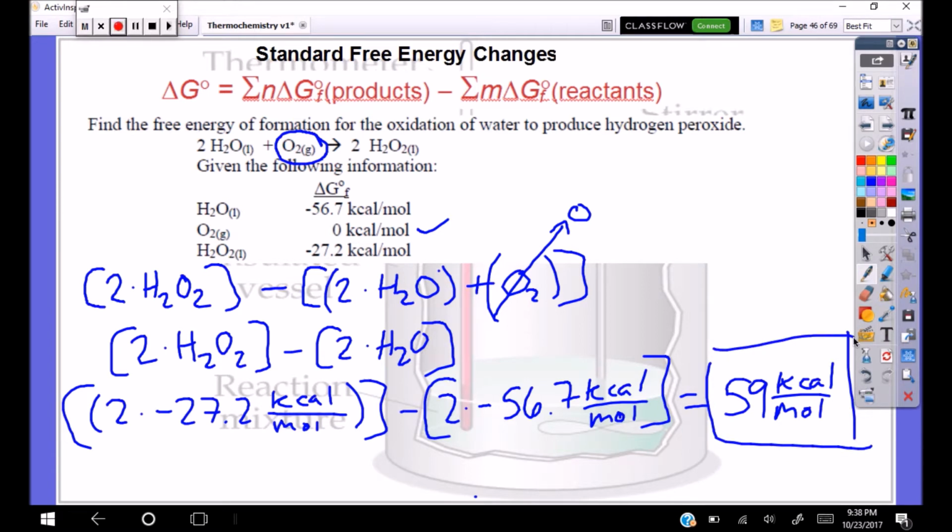Let's evaluate, is this spontaneous or non-spontaneous? It's a positive value, therefore it is not spontaneous. All right, non-spontaneous.